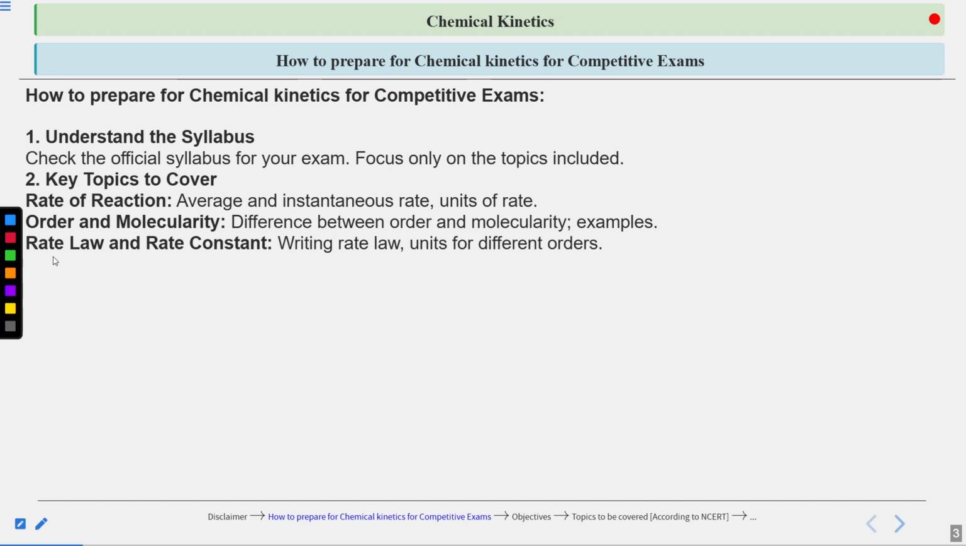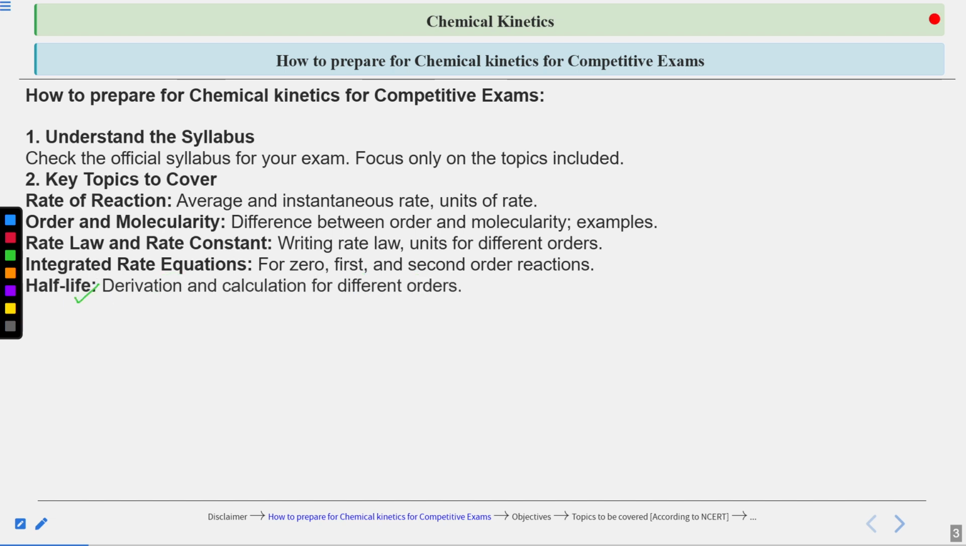Then the third main topic under this chapter is rate law and rate constant. Rate law and rate constant are interrelated, and in this we will study the writing of the rate law. What is the rate law? How can we write a rate law for a particular reaction? What are the units of the rate constant for different order reactions? Then we will focus on the integrated rate equations. For the zero, first and second order reactions, what are the integrated rate equations that come in this chapter? So that is also a key concept.